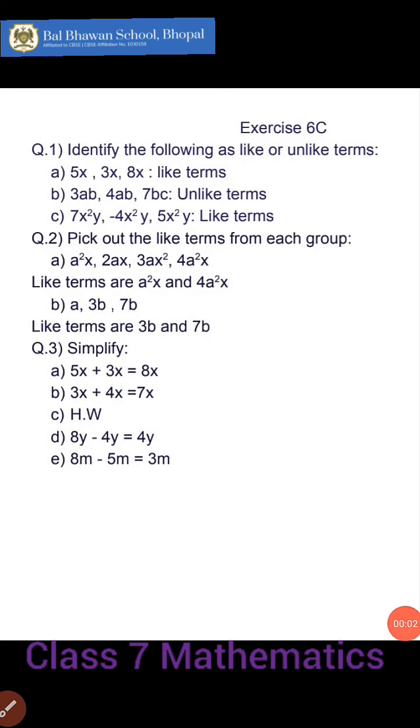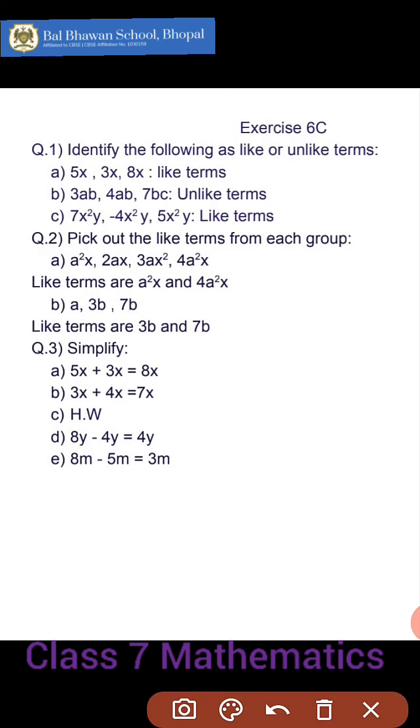Now let us solve exercise 6c. Here in the first question we have to identify the like or the unlike terms. 5x, 3x and 8x. All three of them are having x as the variable part. So they are like terms. Remember one thing, children, we have to see only the variable part. The coefficient or the sign of the term may be different.